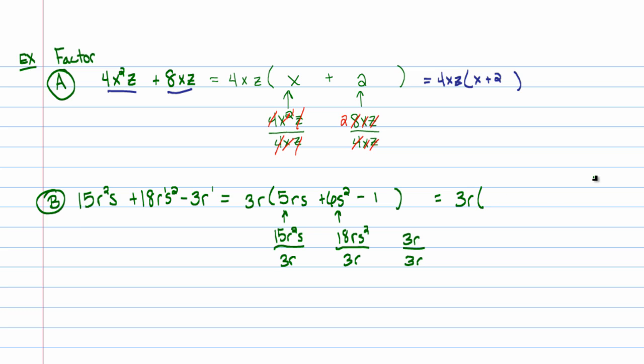If I want to write it in descending power order, you usually write the highest degree monomial term first. Well, you see there's two terms here that are actually of degree 2. This 5rs is degree 2 because r lends 1 power, s lends 1 power. And the 6s squared is also degree 2. So it doesn't really matter which way you write this. Some people would prefer to write it as 6s squared plus 5rs minus 1. But it really doesn't matter.